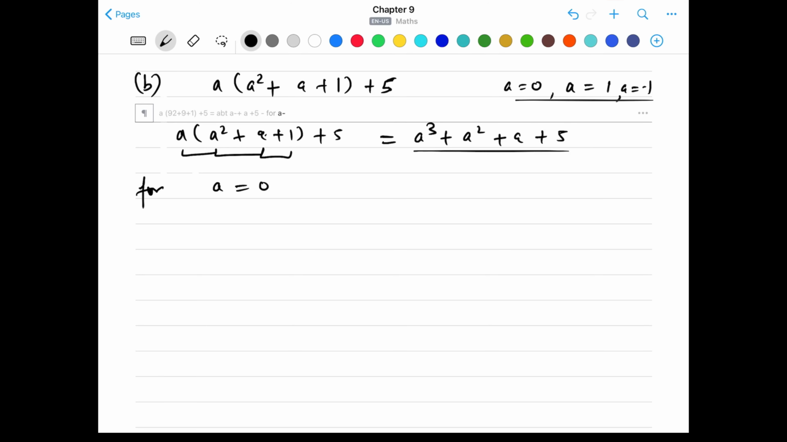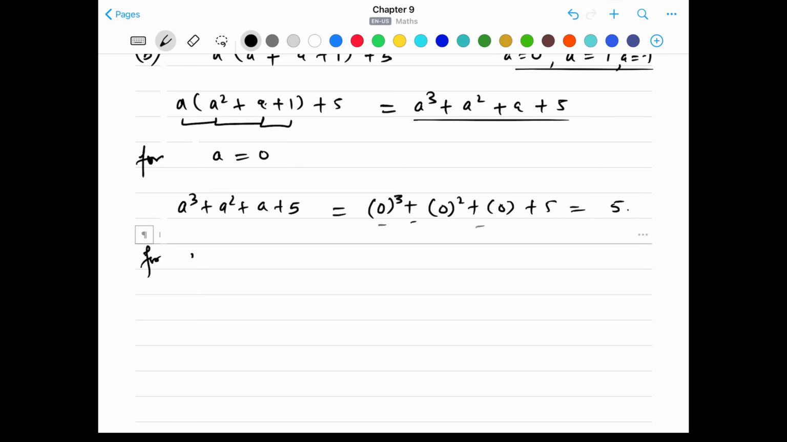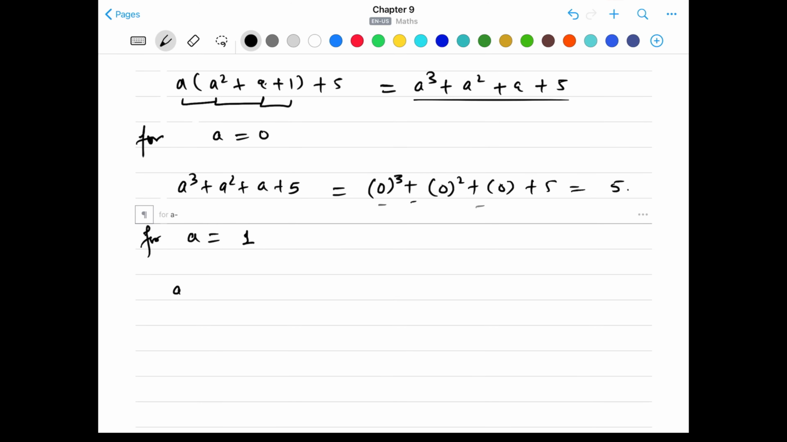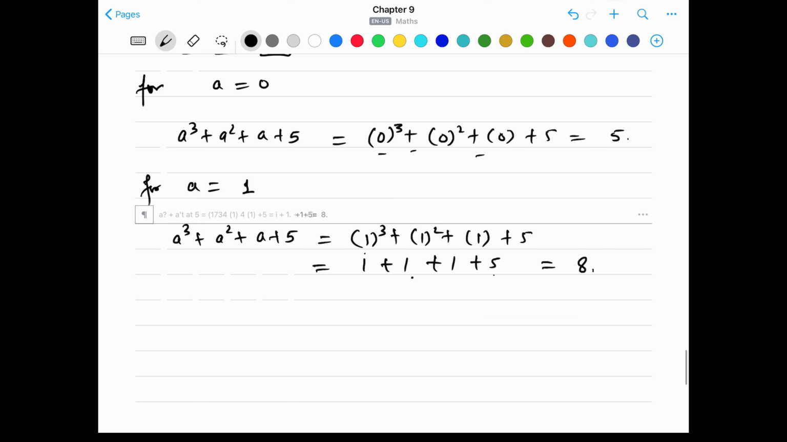For a equals 0, the value of the expression, a cube plus a square plus a plus 5, will be, at the place of a we write 0 cube plus 0 square plus 0 plus 5. So these three terms will be 0, and so the result is 5. Next is for a equals plus 1. So the expression a cube plus a square plus a plus 5 will be 1 cube plus 1 square plus 1 plus 5. So 1 cube will be 1, 1 square will be 1, and one more time 1, then we have 5. So 5 plus 1 plus 1 plus 1 will be 8. The next one is for a equals minus 1.